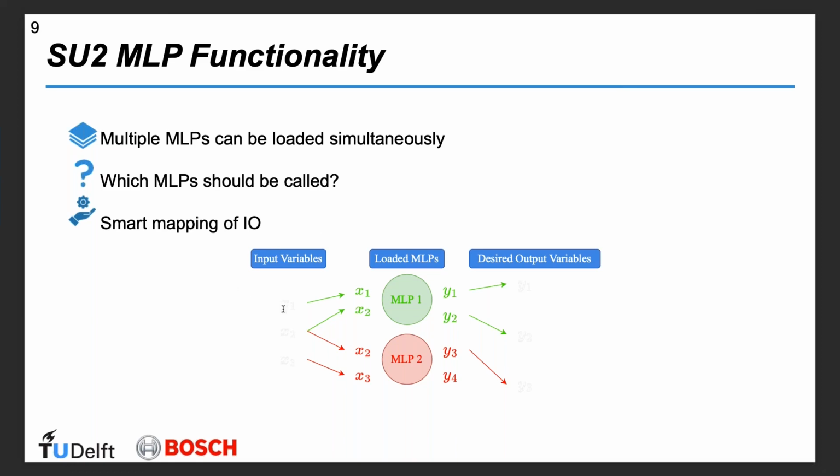Let's just say you have variables x1, x2, and x3, and you want to predict y1, y2, and y3. But you have two MLPs loaded with the same x1 to x3 as inputs and y1 to y4 as outputs. You can just hard code this into SU2, of course, but we don't want to do that. So the smart mapping algorithm automatically selects which inputs apply to which MLPs and which outputs have to be selected respectively. So you can predict your thermodynamic function with a single MLP or multiple MLPs. You don't have to change anything about the code itself.